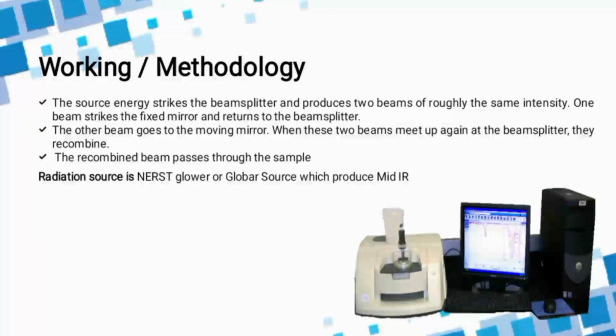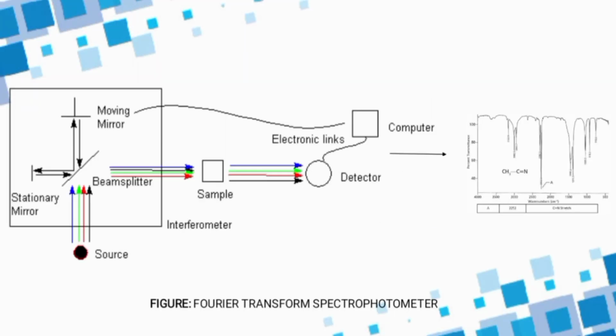What is the working or method? The source energy strikes the beam splitter and produces two beams of roughly the same intensity. One beam strikes the fixed mirror and returns to the beam splitter. The other beam goes to the moving mirror. When these two beams meet up again at the beam splitter, they recombine. The recombined beam passes through the sample.